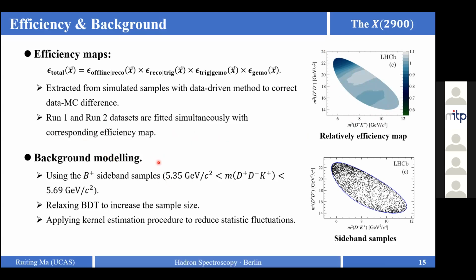And for the background modeling, we use B⁺ sideband samples and relax the BDT requirement to increase the sample size. We also apply the kernel estimation procedure to reduce the statistical fluctuations.